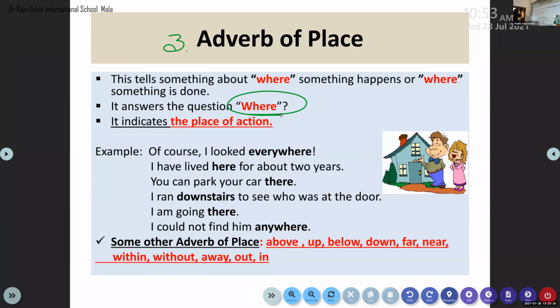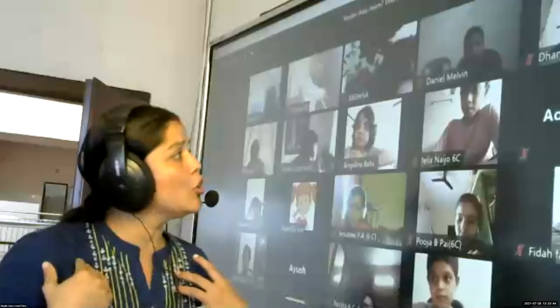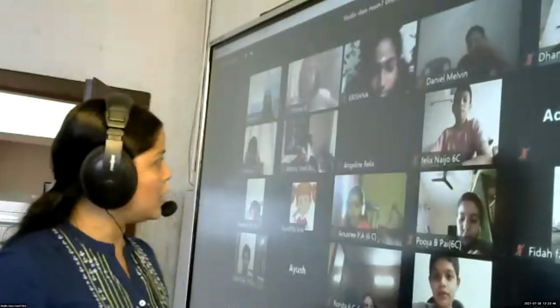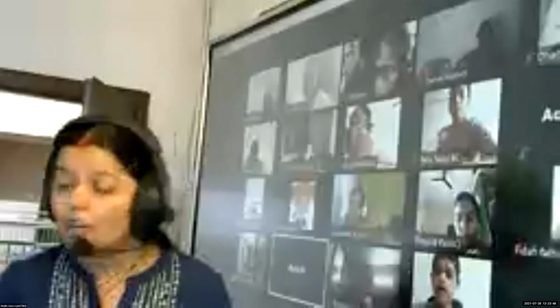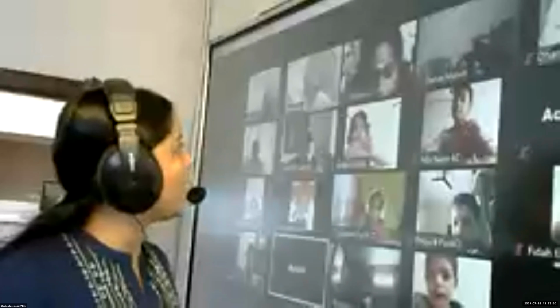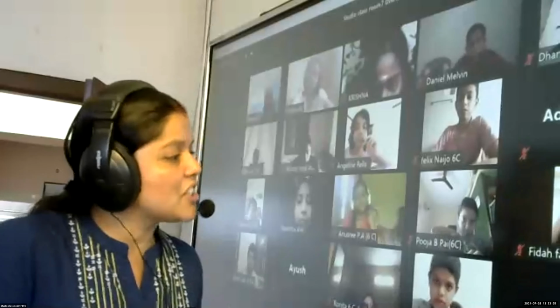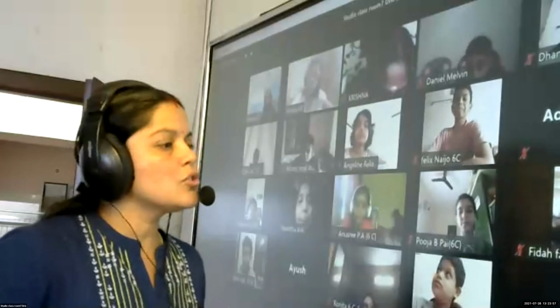And remember, this adverb indicates the place of action. It shows the place of action. To get an adverb of place, ask a question where. Of course, I looked everywhere. Where did I look? Everywhere, right? Here I looked, there I looked, everywhere I looked, right? So it shows a place. I looked for that particular thing everywhere, isn't it? Everywhere is a place, isn't it?